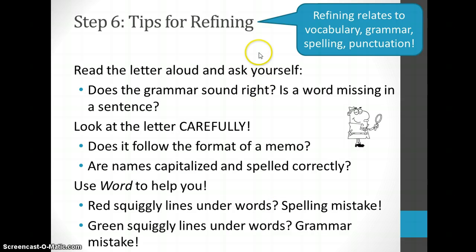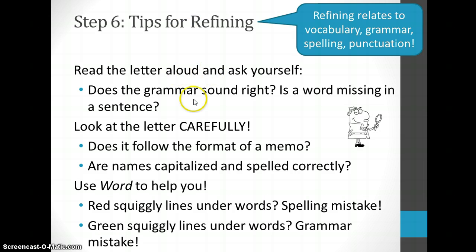So now you need to think about the refining. And actually, the refining is what the reader sees first. It's the vocabulary, it's the grammar, it's the spelling, it's the punctuation. Before they actually read what you've written, they see it. And if there are a lot of mistakes, it will make that very, very negative first impression, and the rest of the message may not get read.